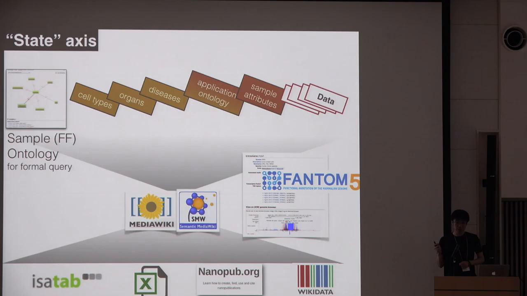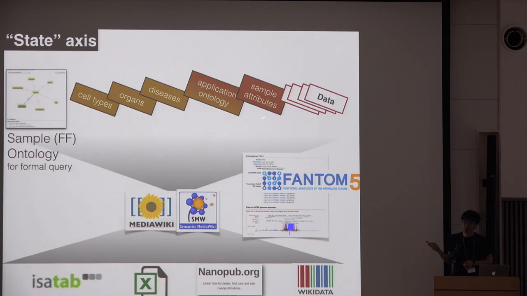At the same time, we also have to understand which state the cell is in, which might be called metadata, or some state of our body. To capture this, we developed a sample ontology. I think it's similar to the EFO application ontology. Actually, this has been developed by cell type ontology people, Chris Mungall and those colleagues. We have these models or ontologies, and we built an application ontology on that, and we added sample attributes.